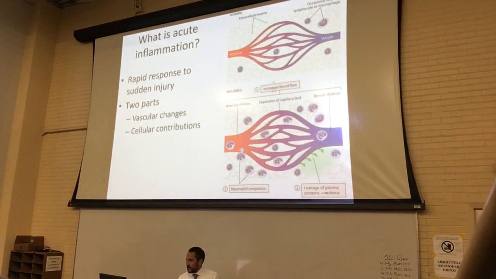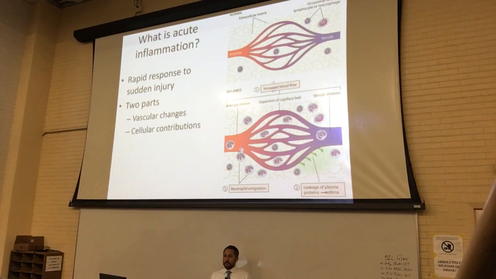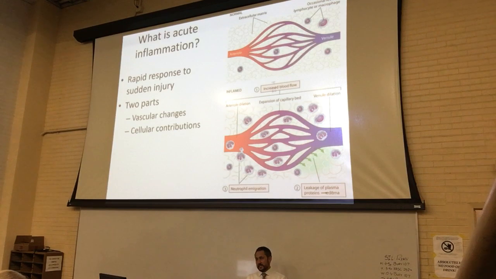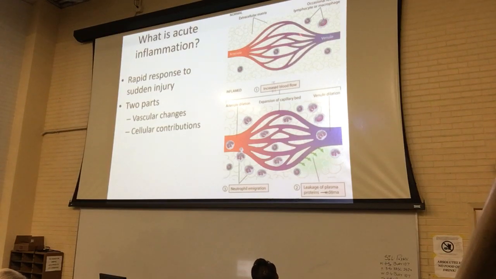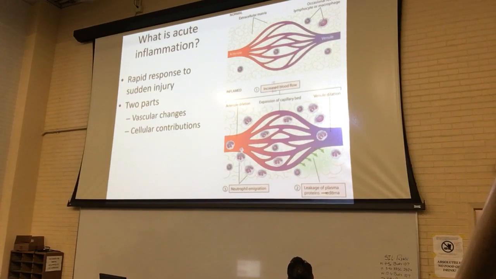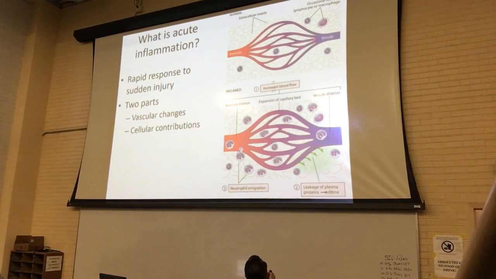Okay, so let's talk about acute inflammation and what's happening at the level of the vasculature. What are we talking about here? Well, there's a rapid response to injury, and that rapid response has 2 main components. There are things that happen at the vascular level, or the blood vessels, and there are things that are happening at the cellular level. And so you can see these two pictures. The top picture is normal microvasculature. So you've got the arteriole on the left, you've got a capillary network in the middle, and then the venule on the right. So blood is flowing from left to right.